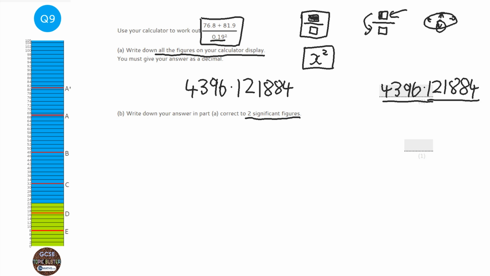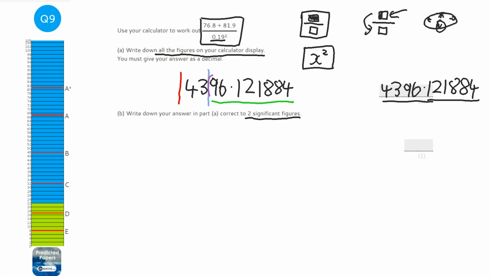Now, to do two significant figures, we start counting at the start of the number. So I'm going to do a red line where you need to start counting. And you just count 1, 2 numbers. So the blue line is where I've stopped counting. Now, all of these numbers here are going to be reset to 0. They're going to go away. Well, not quite. Let's come to that later.